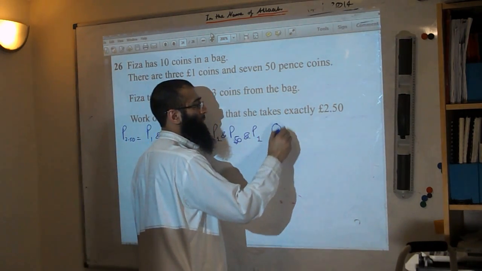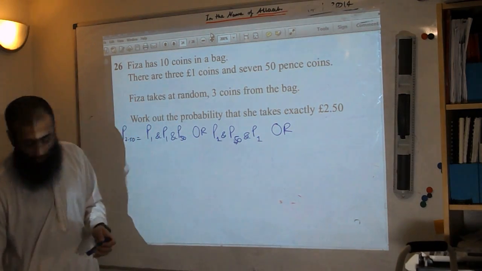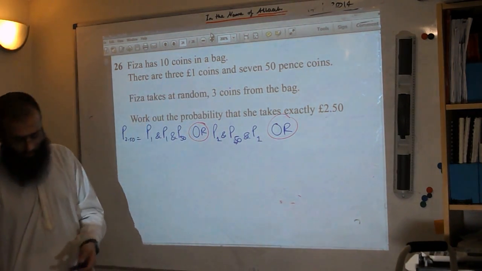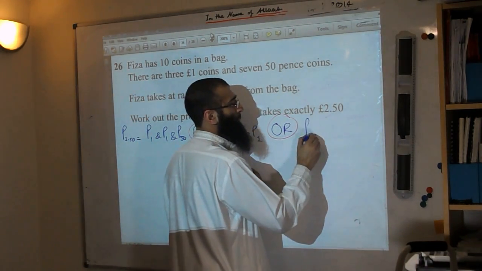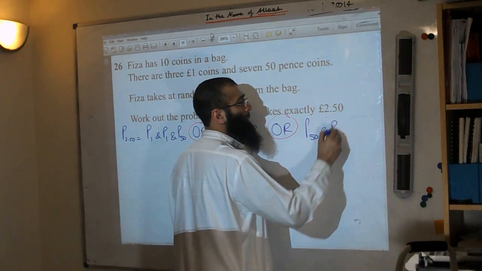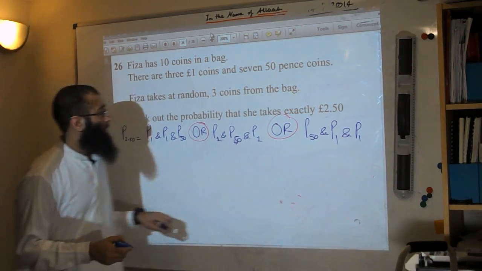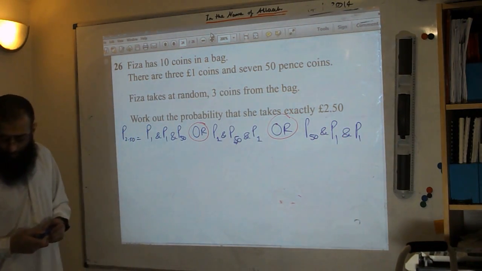Or, 50p, what's the last way again? 50p add £1. Or it's going to be the probability of 50p first and the probability of a £1 and the probability of a £1. And this is the fun bit here.